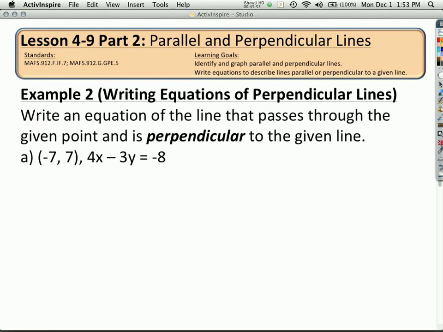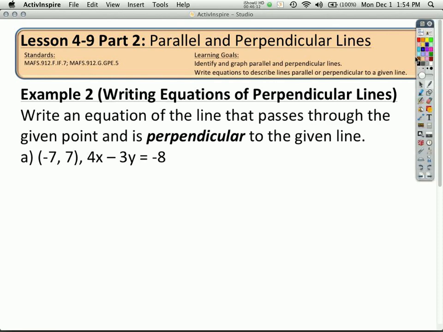So what two words should you be thinking when you hear or see the word perpendicular? Deja? Opposite reciprocal. You could also think of flip the sign, flip the number, or flip the number, flip the sign, or we could just maybe keep it as flip, flip. That's going to be important.